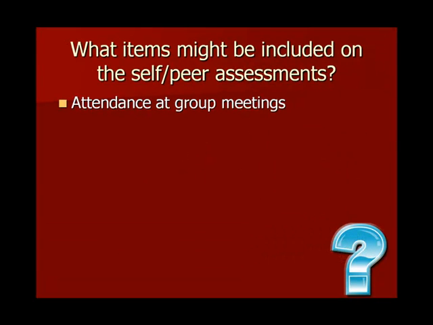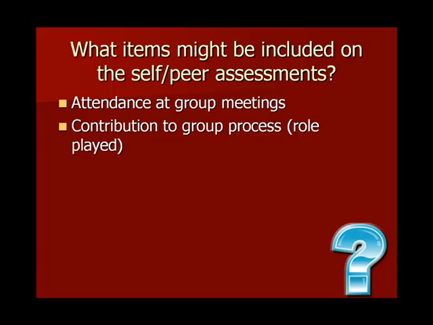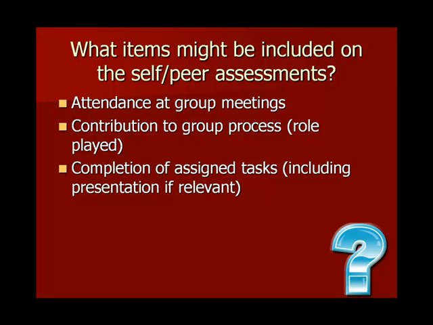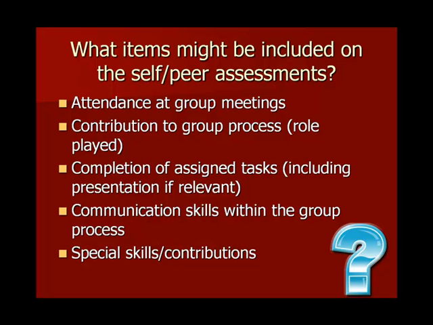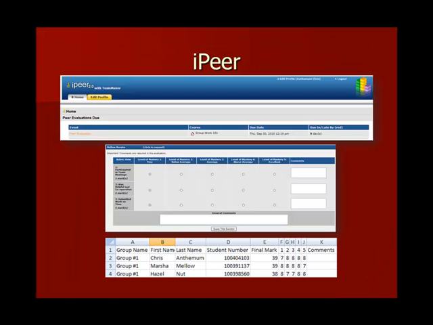So what kinds of things might be on those assessments? You might have items around attendance at group meetings, how much they contributed to the group process, what role they played, or various roles they played, whether they completed their assigned tasks, including part of an oral presentation, if that's part of the group project, how well they communicated within the group process, and any special skills or contributions they made over and above the call of duty. So these are items that might be on the self and peer assessments. And remember that they must provide some kind of details or rationale to support their mark in each of these categories on both their self and their peer assessments.